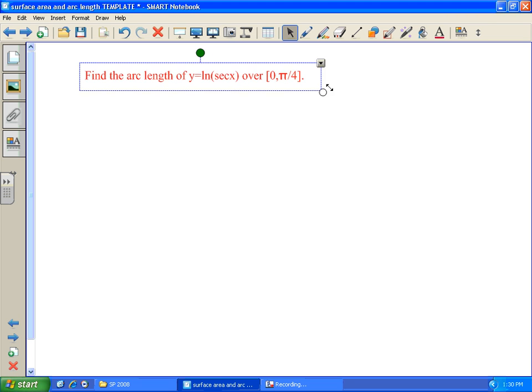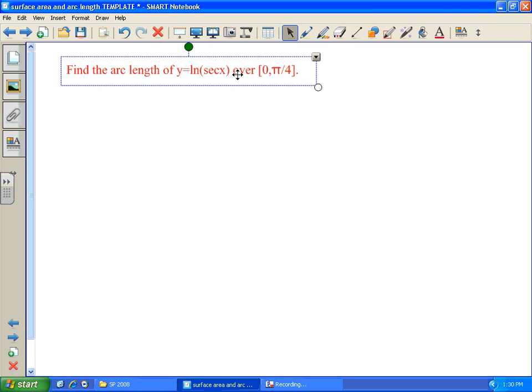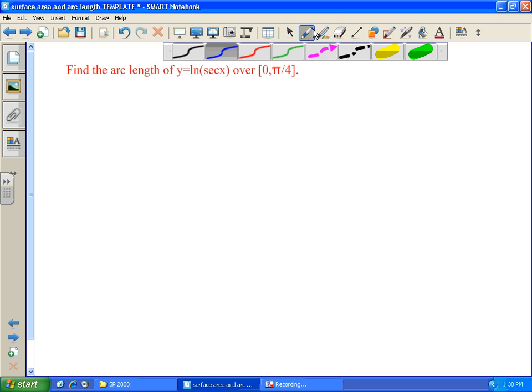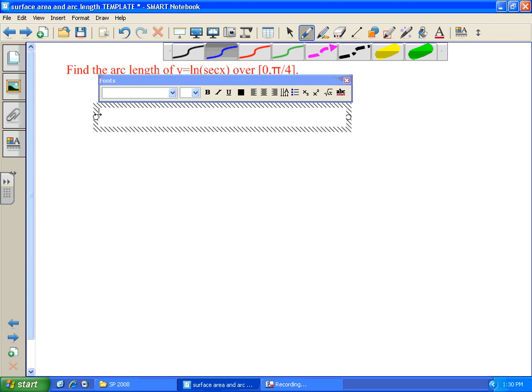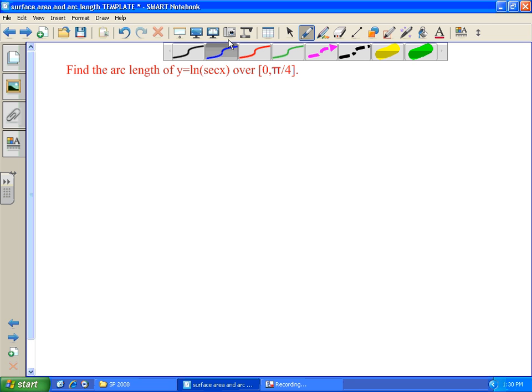So once again, same formula, right? We're going to find the arc length of a given function. The formula is very straightforward. It says we must find the integral of the square root of 1 plus dy dx quantity squared dx. This is what we're going to do for this problem. Yes, question?